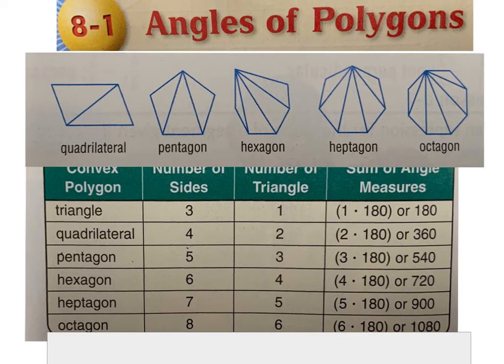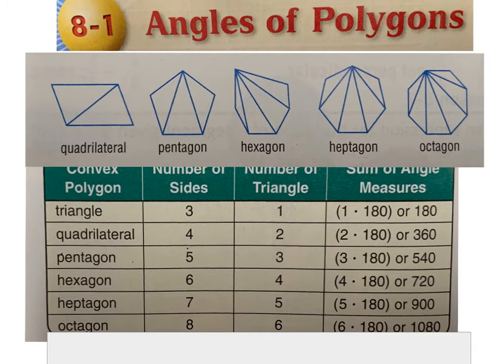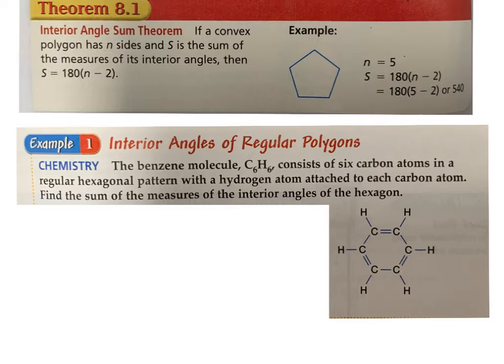What pattern do you see here? You're multiplying by one number lower than the number of sides. You take the total sides and you subtract 2. Number of sides in my polygon, subtract 2. That's how many triangles you'll have. Multiply that by 180. That is your interior angle sum. And that's your theorem right here at the bottom, page 4.